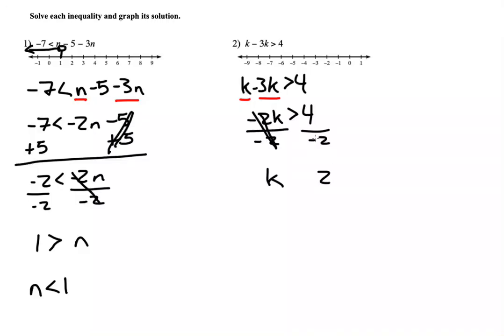And a positive divided by a negative is a negative. So I have k and -2. And because I divided by a negative, I flip the sign. So the greater than sign becomes a less than sign. So k is less than -2. Not less than or equal to -2, so the -2 has an open circle on it because -2 is not a solution. And k is all the numbers that are less than that going this way.